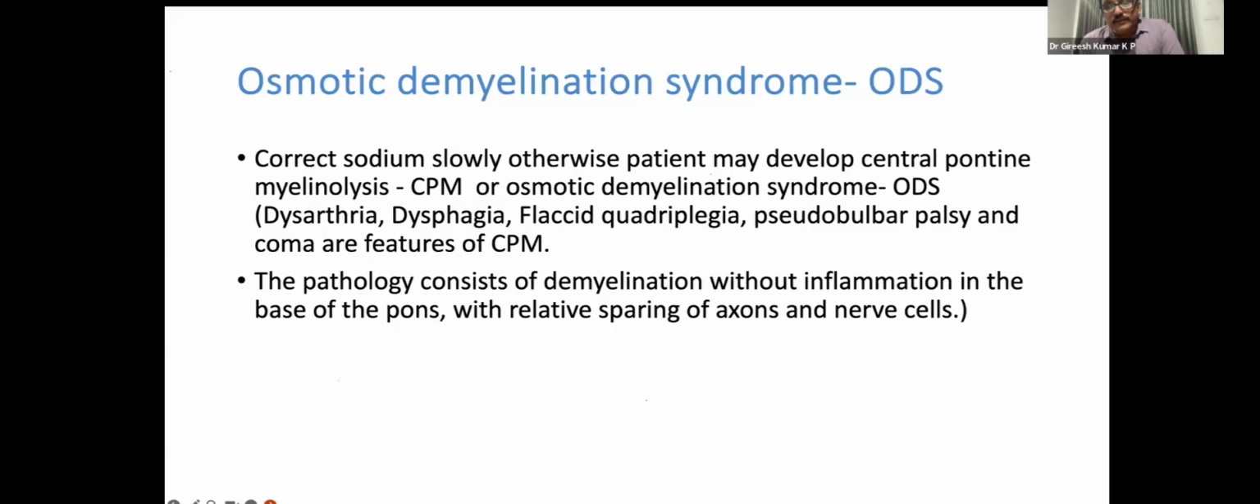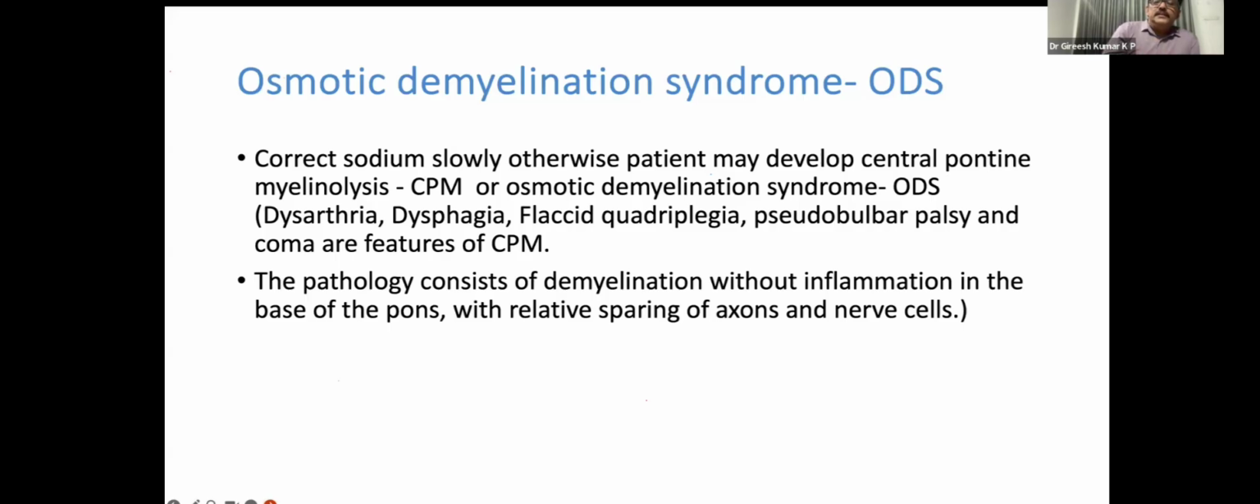Now, if we correct fast in a patient who has hyponatremia, especially chronic hyponatremia, what will happen to the patient? That is very important. There is a condition called osmotic demyelination syndrome. Previously, it was called central pontine myelinolysis. Now we know that osmotic demyelination syndrome can happen in any part of the brain. Patients can have various presentations. In central pontine myelinolysis, only the pons is involved, and it will be like a locked-in syndrome. But here, it can affect throughout the brain.